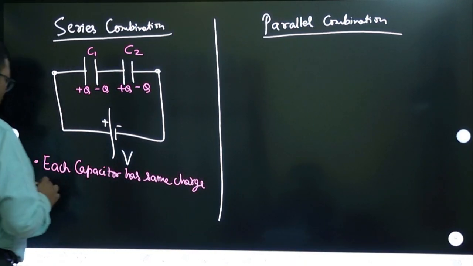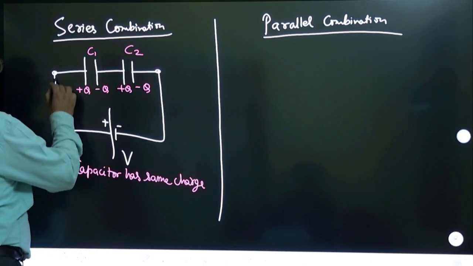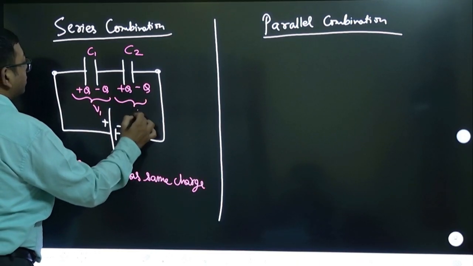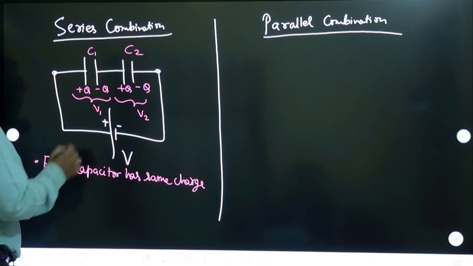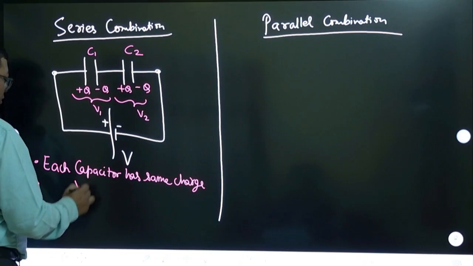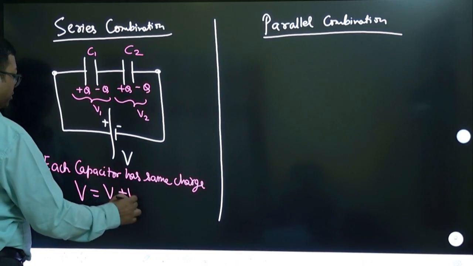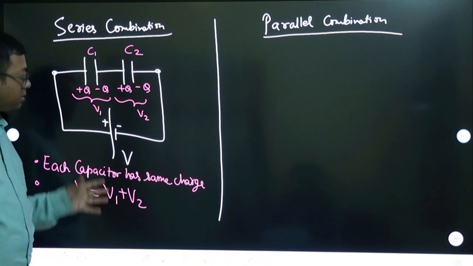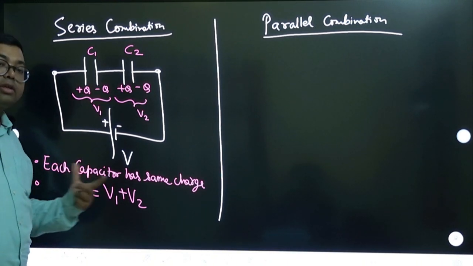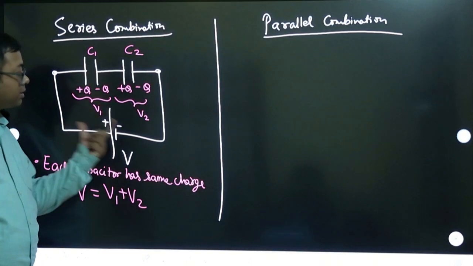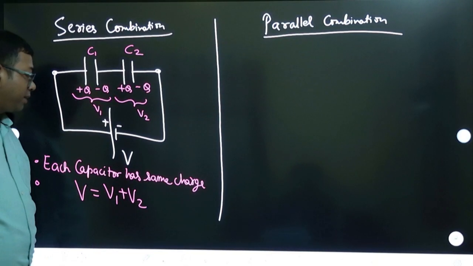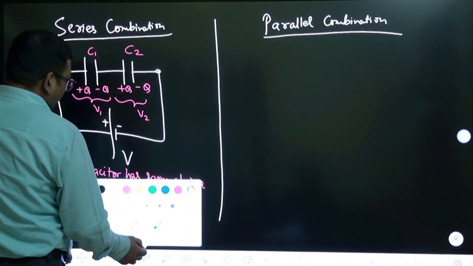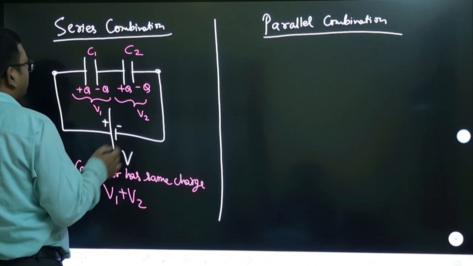Also note that suppose the total voltage is V, the potential difference across this is V1, and the potential difference across this is V2. So the total potential difference V is equal to V1 plus V2. We should note this. Now you can ask how this is coming. This idea comes from the voltage rule. Remember the voltage rule: the voltage gets divided in this circuit. So remember how this is coming, you can think about it.